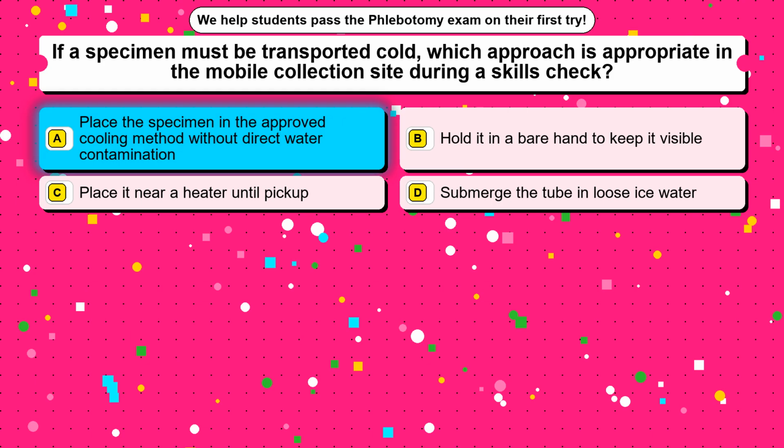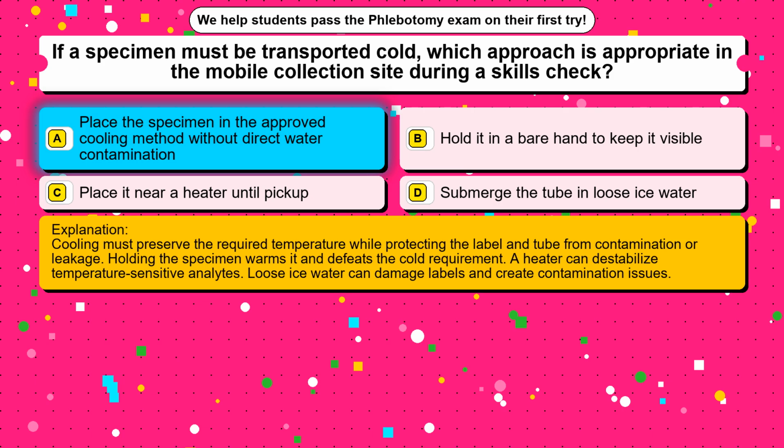The correct answer is option A. Place the specimen in the approved cooling method without direct water contamination. Cooling must preserve the required temperature while protecting the label and tube from contamination or leakage. Holding the specimen warms it and defeats the cold requirement. A heater can destabilize temperature-sensitive analytes. Loose ice water can damage labels and create contamination issues.